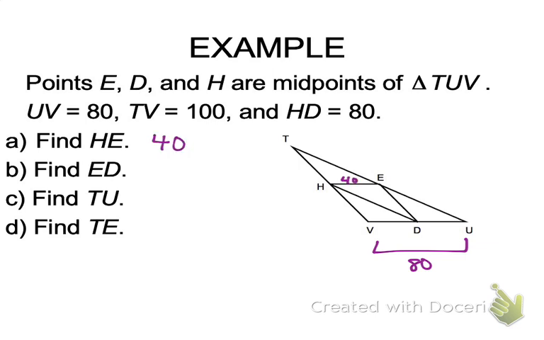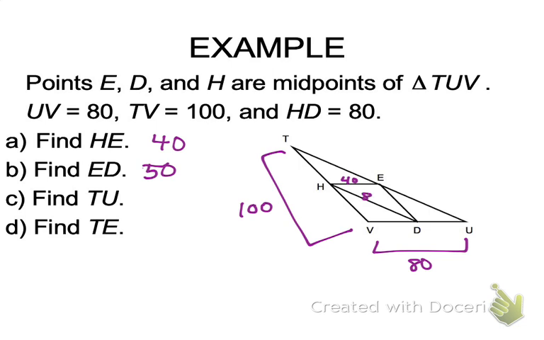Good. So what else were we given? We're given TV is 100. So what would be ED? 50. Good. What else are we given? We're given HD is 80.